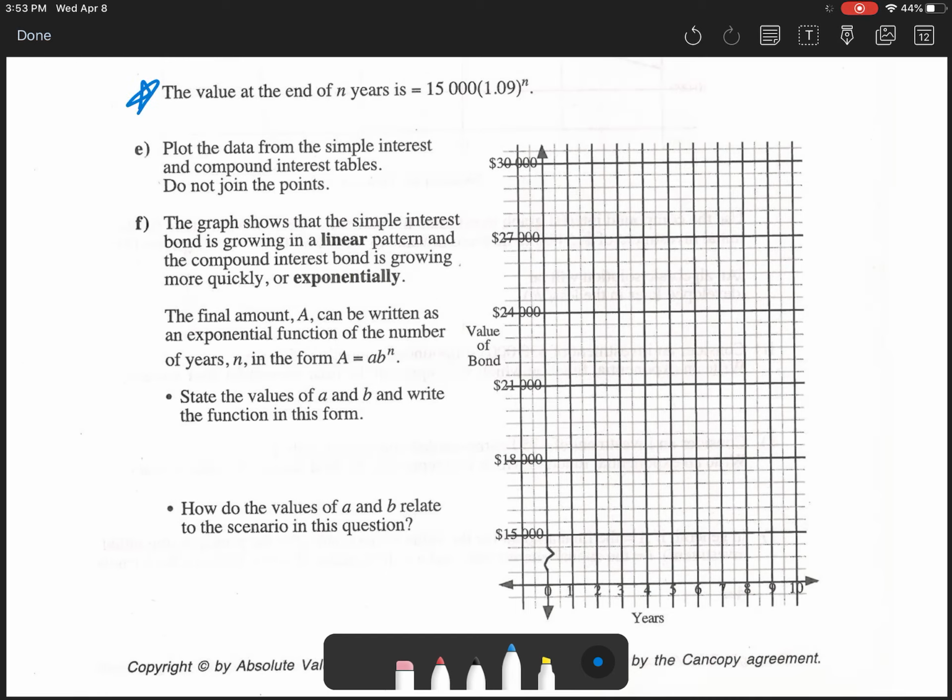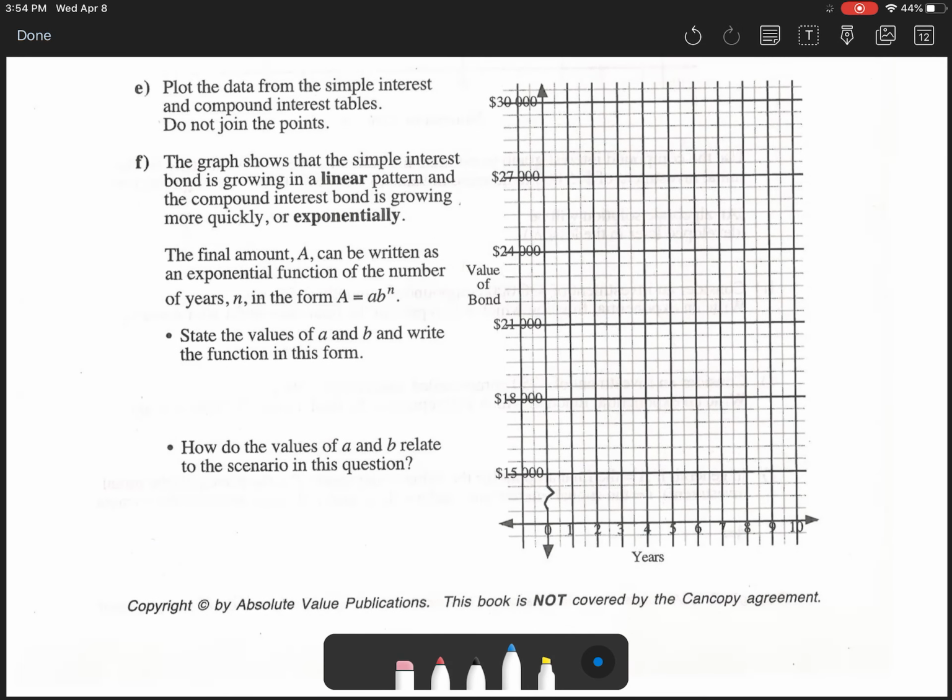So at the end here, again, the value of the bond at the end of n years is always going to be 15,000 times 1.09 to the exponent of n. So n and n, again, they match up. So what they want us to do now is plot the data from the two tables, the simple interest versus the compound interest. Simple interest I will do in red, and the compound in blue, and then hopefully you will see the differences in the shapes.